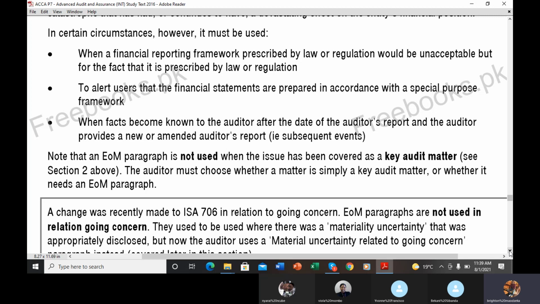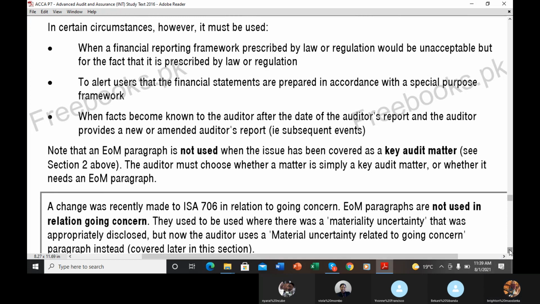You see that these matters are important to the users, especially matters that are important to the users of the financial statements. You feel that I have to emphasize these matters, so I'm going to include a separate heading again to emphasize, so that the users of this report may consider it clearly. I think it's helpful. That's good. Any question?